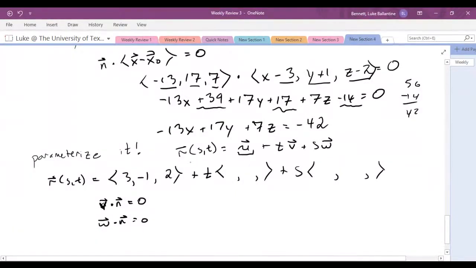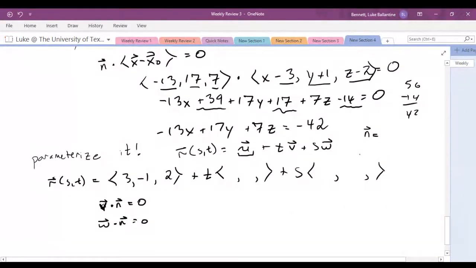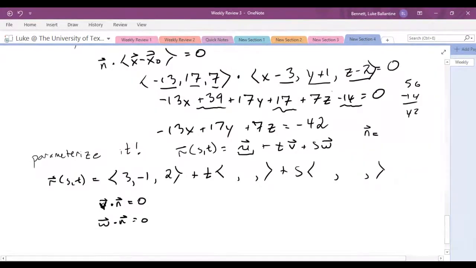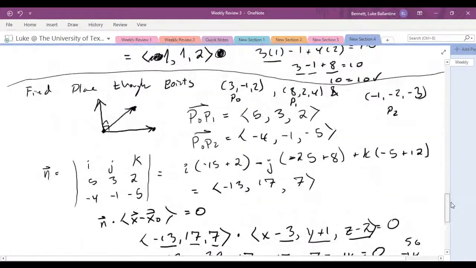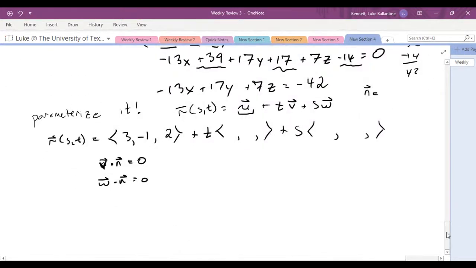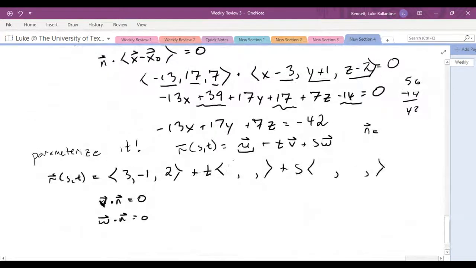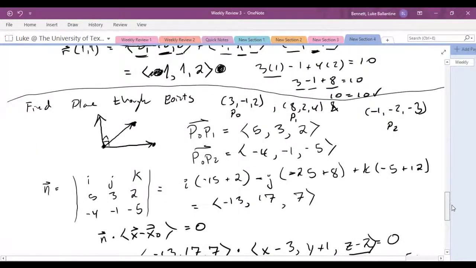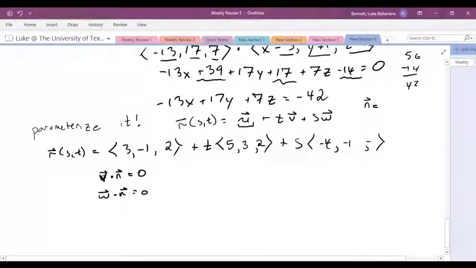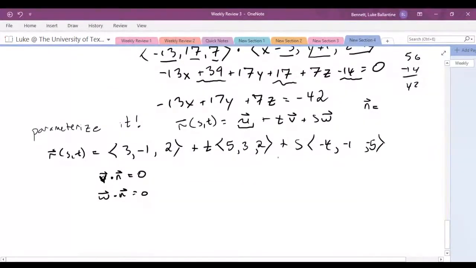So our normal vector was what? What is our normal vector? The vectors we already found above. Oh, yeah. Let's do that. 5, 3, 2. Negative 4, negative 1, negative 5. Done. Saved a lot of work. Yeah, very good.